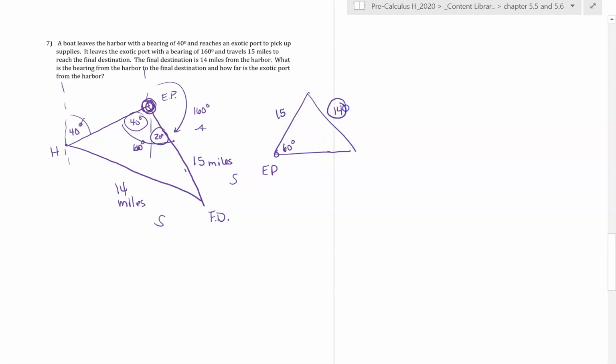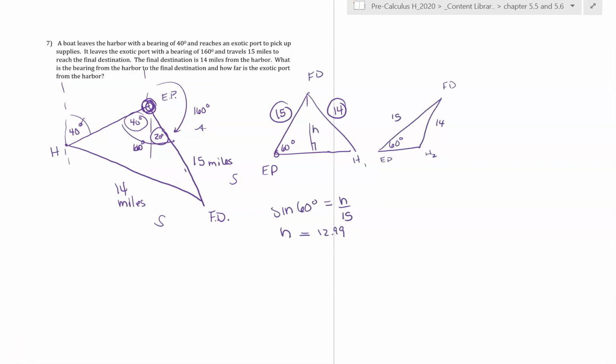So 14 is less than 15, so we would have to find the height to see how many triangles we have. So go ahead and pause the video and find the height. Now the height was 12.99, and 14 is larger than the height, yet smaller than the other side. So we have 2 triangles. So I drew the second triangle here.